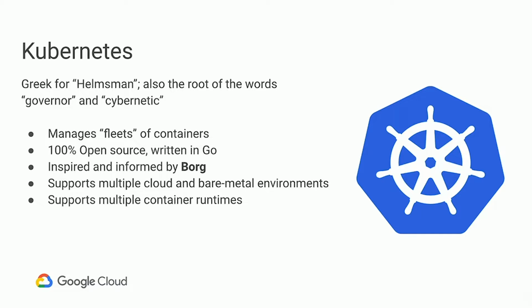So what that means is that you can essentially just tell it what you want your application to look like, and Kubernetes will make it happen. It is based on our internal system, which is called Borg. We took a lot of the stuff we learned when we created Borg, and we brought it to Kubernetes. It supports multiple cloud environments. You can run this not just in GCP. You can run it on-prem. You can run it on whatever cloud you want. And it supports multiple container runtimes, so you're not locked into anything if you don't want to be.